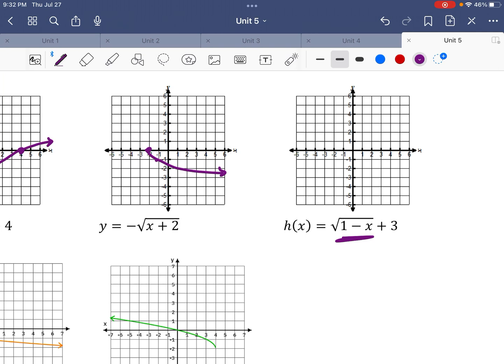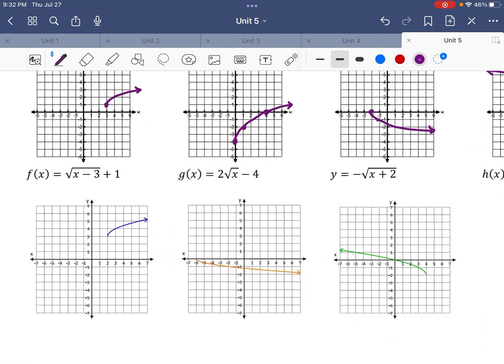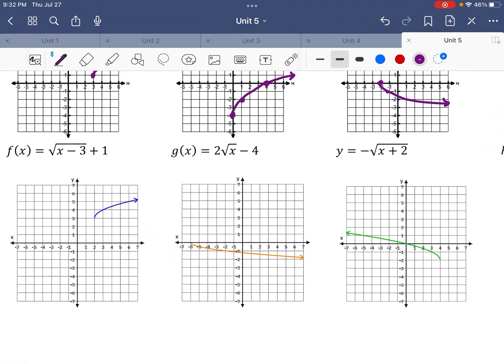So with this one, what makes the 0 is positive 1. So 1 makes that expression 0, and I got to move up 3. So this moves to the right 1 and up 3. And it is reflected over the y-axis, so it's going to go to the left. Oh, that might be a little taller than I need it to be. All right, that's fine. All right, so let's take a look at these.